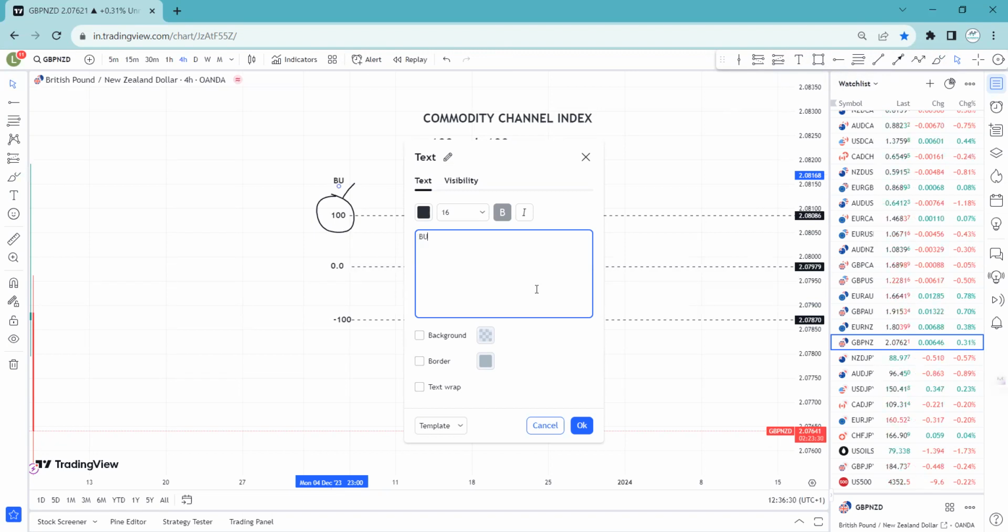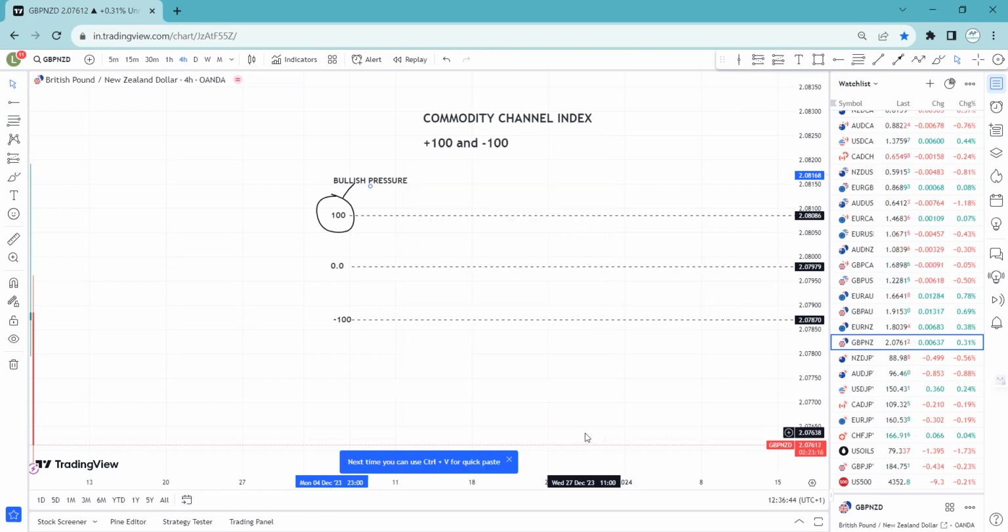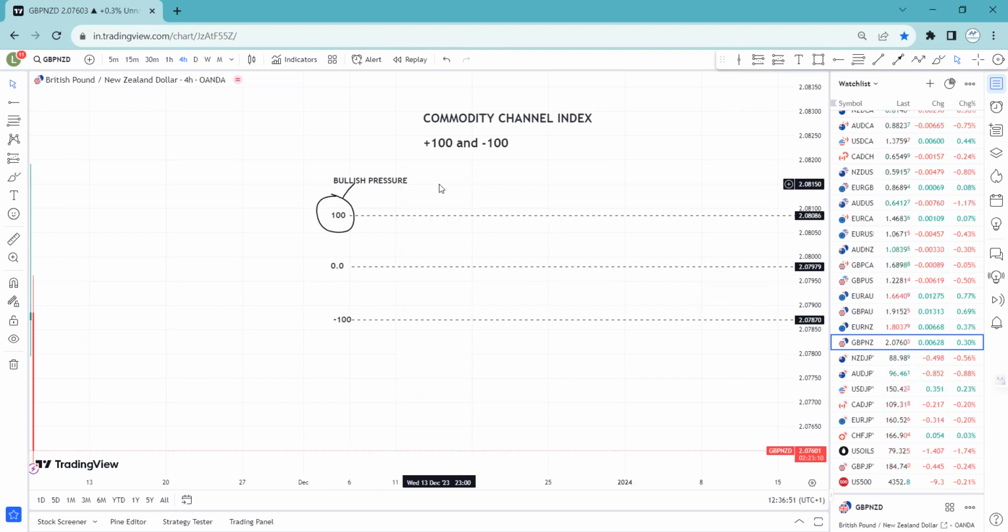Bullish momentum. But I'm not going to call it momentum. I like to call it bullish power or bullish pressure. So let me call it bullish pressure, but it still means momentum. Now listen carefully. When it goes above the positive 100, what we are seeing is bullish momentum.